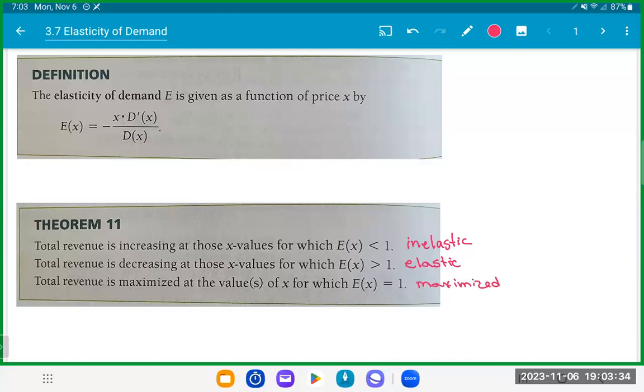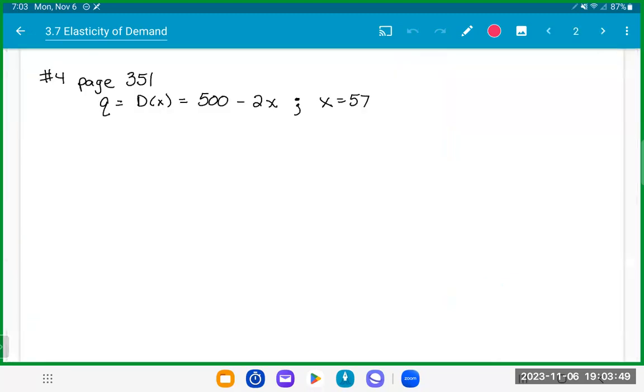Okay. And then we'll look at a couple of examples for this. And then you guys you'll see in a little bit when we do the exam review, you can expect to see one of these on the exam as well. Okay. So here we are, given that D of x, that's our demand of x, is 500 minus 2x. And we want to determine the elasticity of x equal to 57.